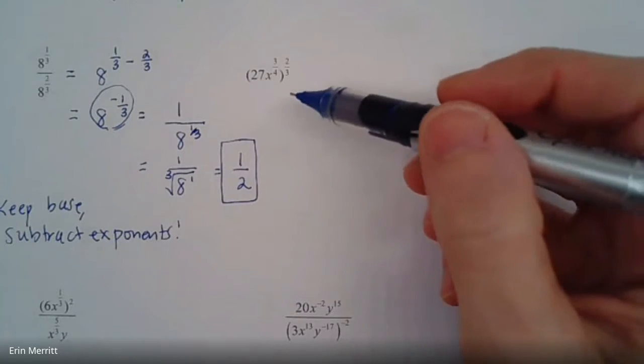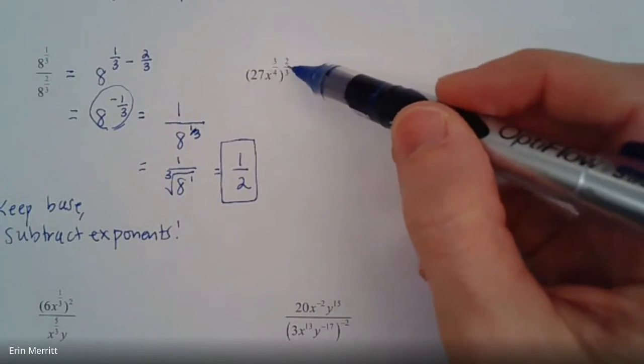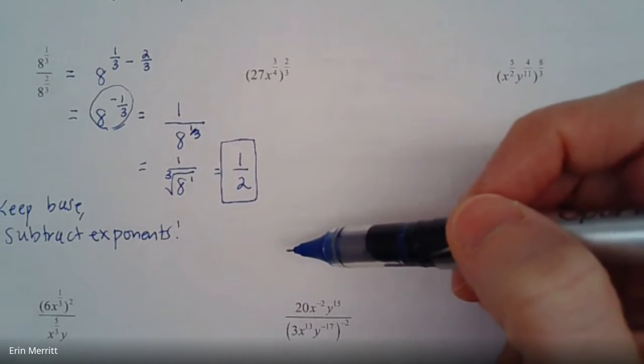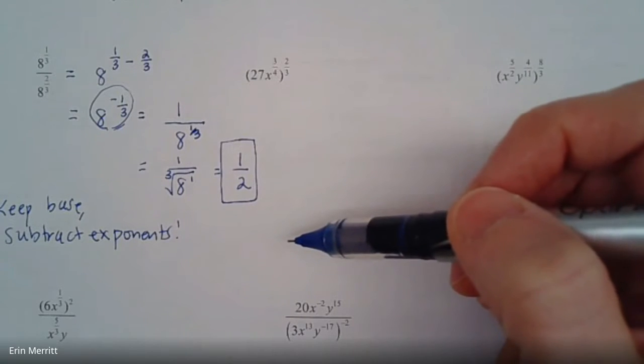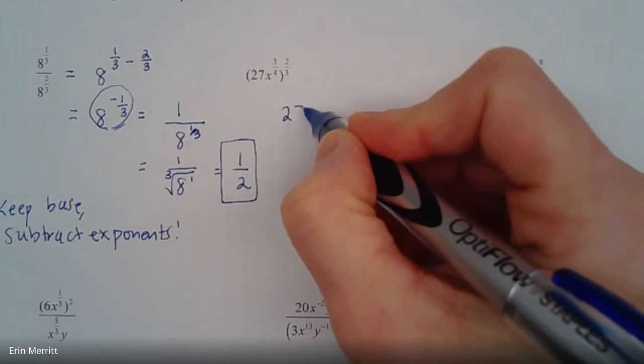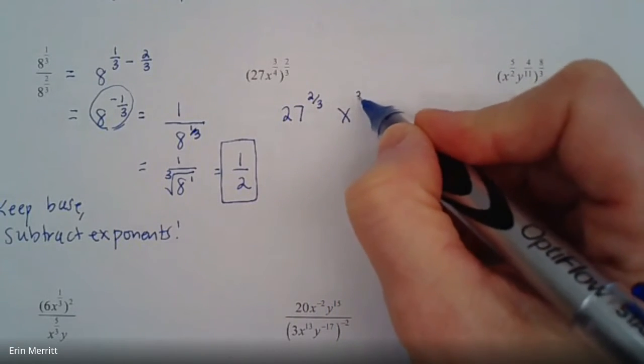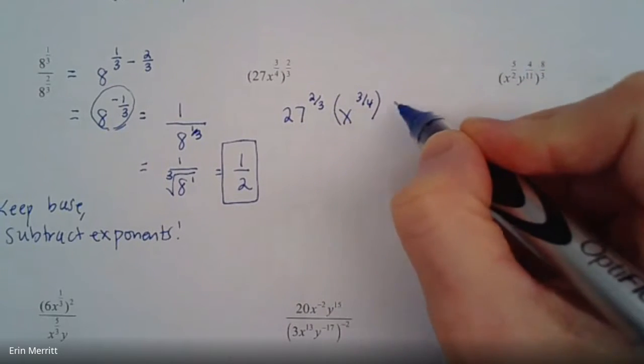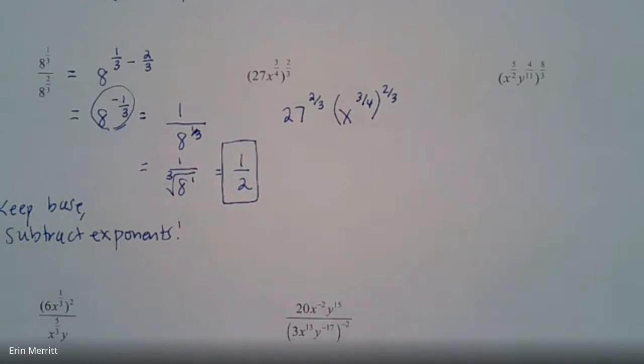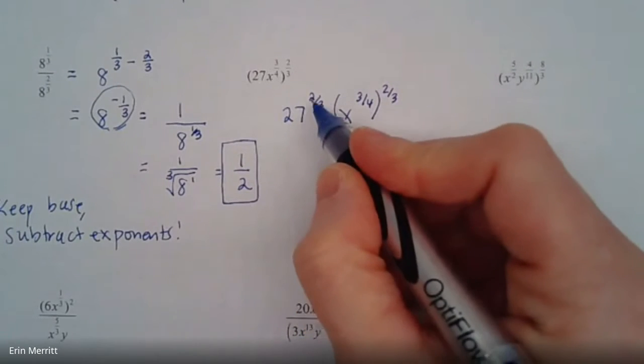All right, otherwise, the next one, we've got all of this raised to the 2/3 power. So first thing, distribute the exponent and distribute it to everything. So 27 will get raised to the 2/3 power. And then this x to the 3/4 is also going to get raised to the 2/3 power. So 27 to the 2/3.